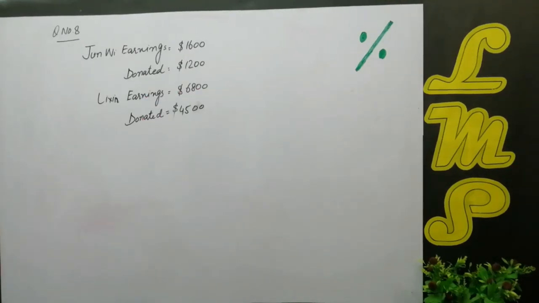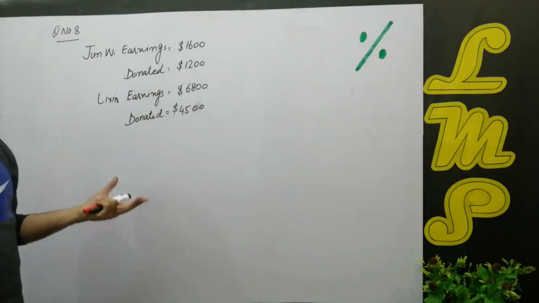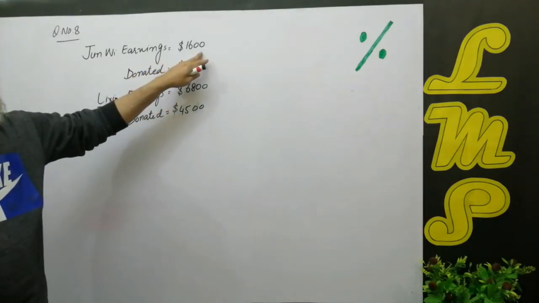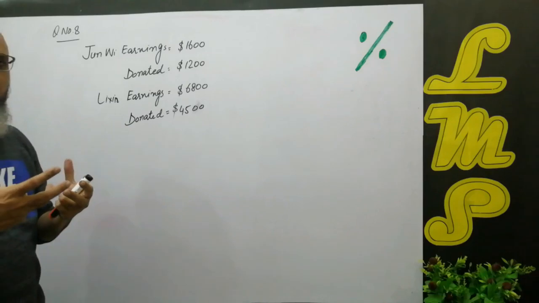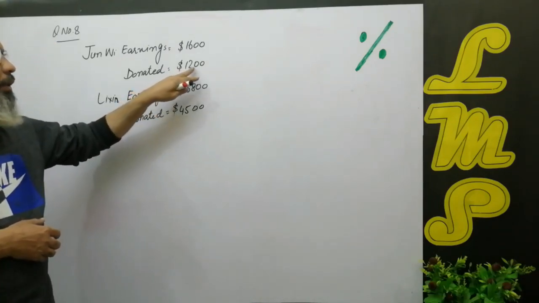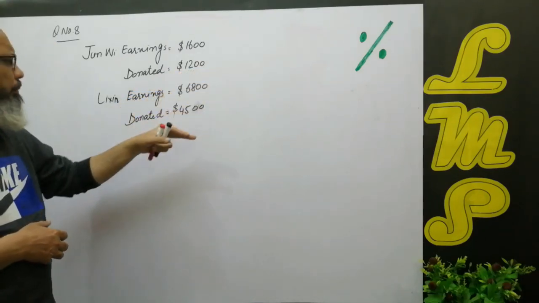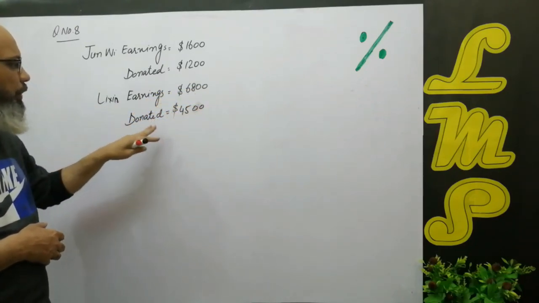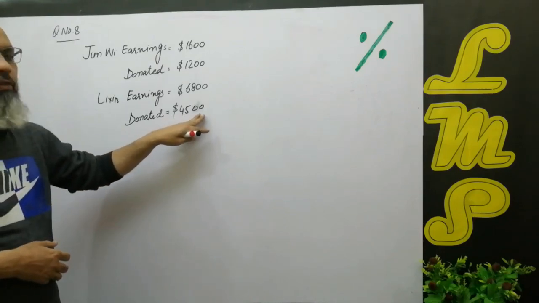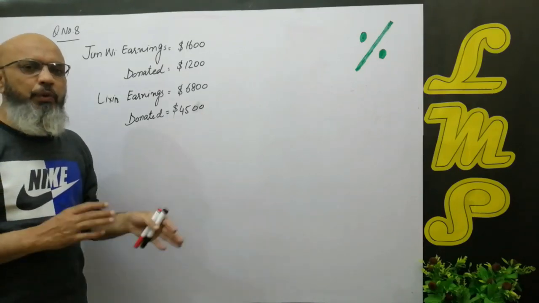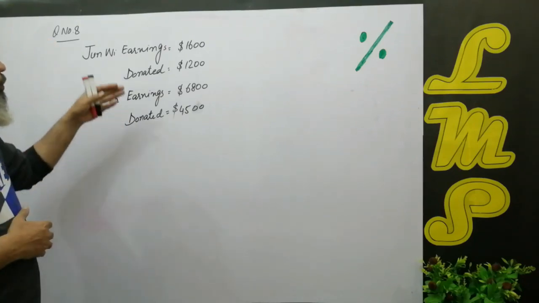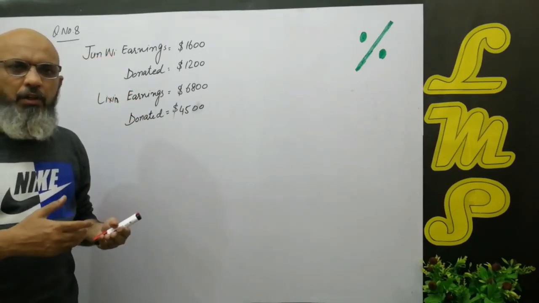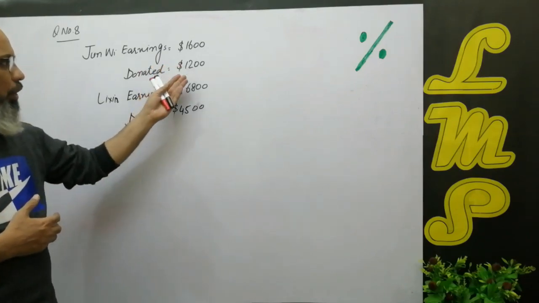So next question, question number 8. It's a long question, so I write only the data of the question. So you can read the statement. John Wayne is a bus driver and his earning is $1,600. And out of his $1,600, he donated $1,200, right? And his manager Lixon's earning is $6,800, and he donated to a charity fund $4,500. So we have to tell whose percentage of sharing or charity in dollars is more.